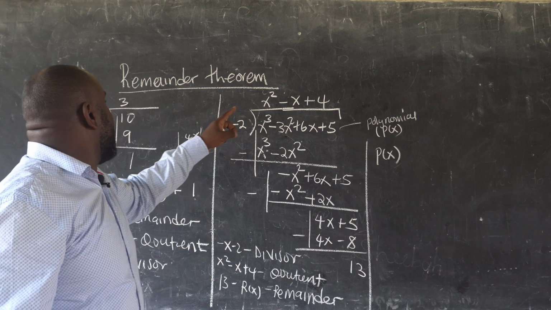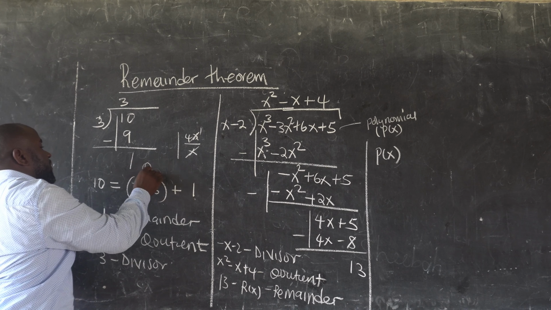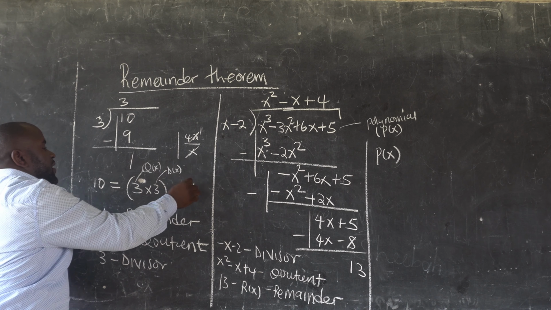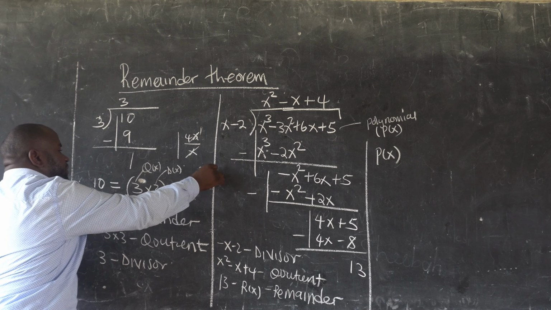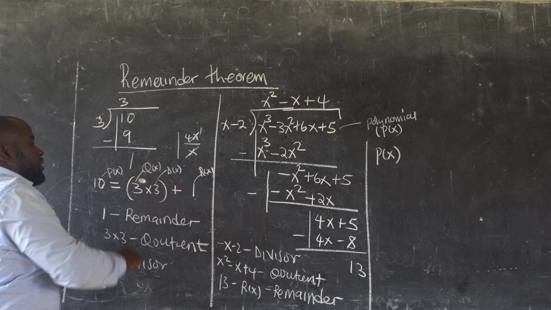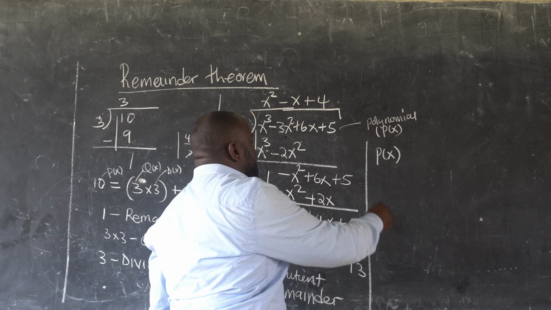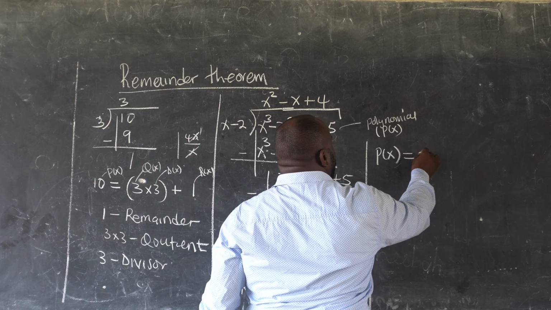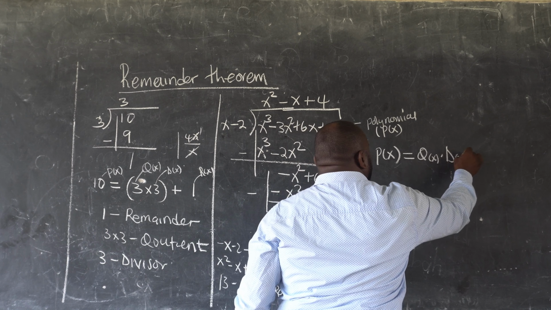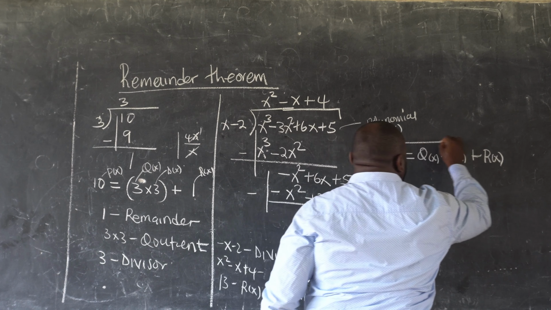Here the quotient was 3. So this is the quotient. This one is the divisor. This one is the remainder. Now, the 10 is our polynomial. So if I may extract it out and write it in general, then I'll have the following. The polynomial is always given by the quotient in terms of x times the divisor in terms of x plus the remainder, which could also be in terms of x.